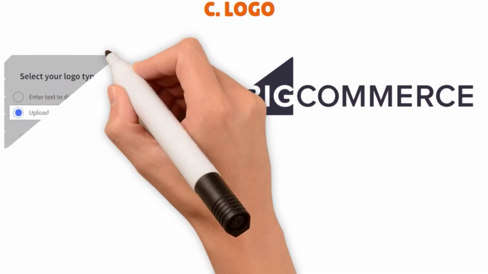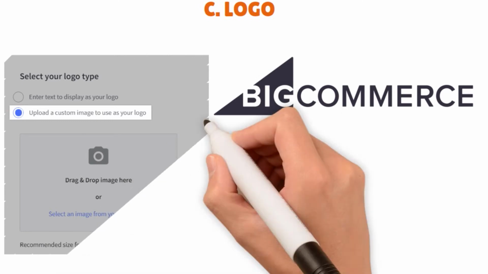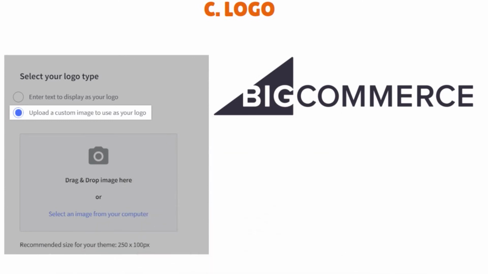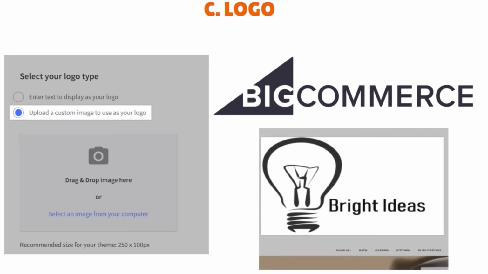You can upload your business's existing logo or simply use your business name as a text logo in the store's header. That also works as well. BigCommerce will display your logo on your store's printable invoices and packing slips to add brand recognition.